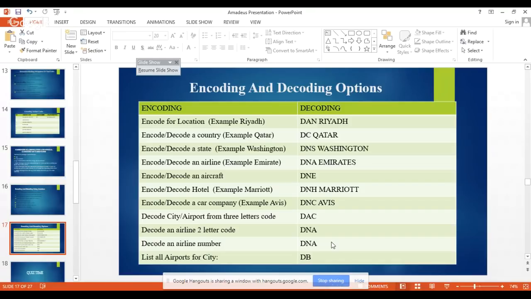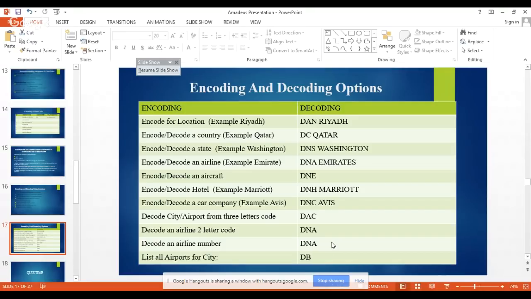let's say, for example, Riyadh. Riyadh is in Saudi Arabia, which is R-I-Y-A-D-H, that is Romeo, India, Yankee, Alpha, Delta, Hotel. Riyadh is in Saudi Arabia. So to decode, like I said, Amadeus has ways you send in information, and it is interpreted for you. It has different codes that, once you enter them, depend on whatever you want to do.